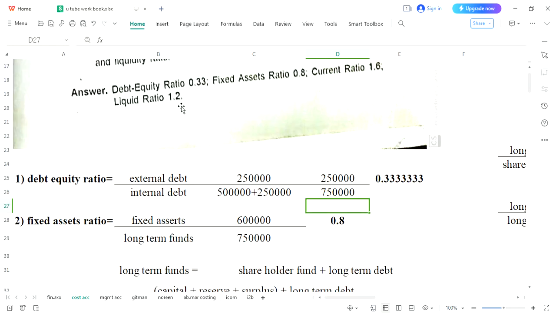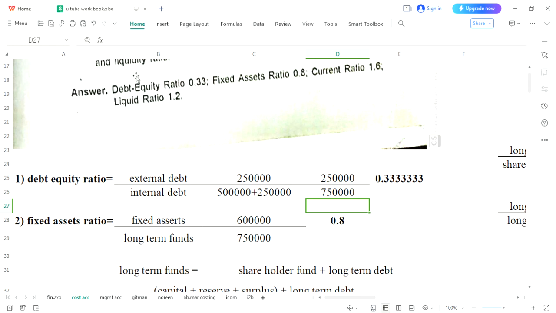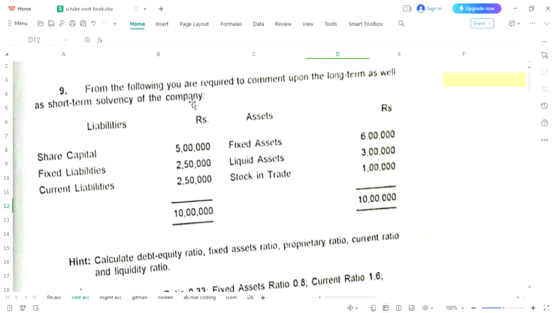So guys, in this way, first answer debt equity 0.3, fixed asset ratio 0.8, current ratio 1.6, and last liquid ratio 1.2. So in this way, our question has been completed.